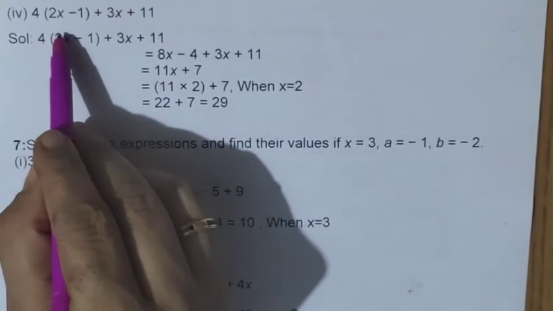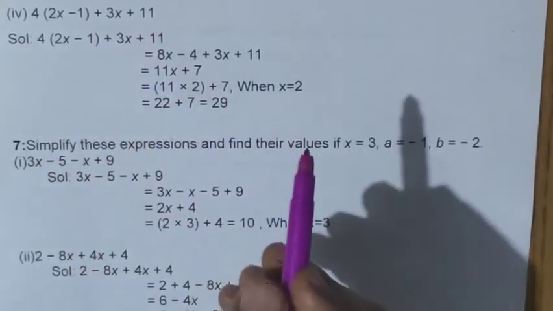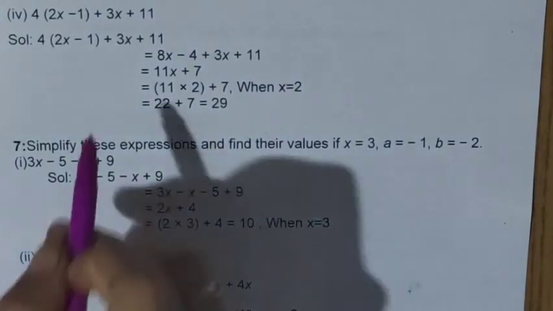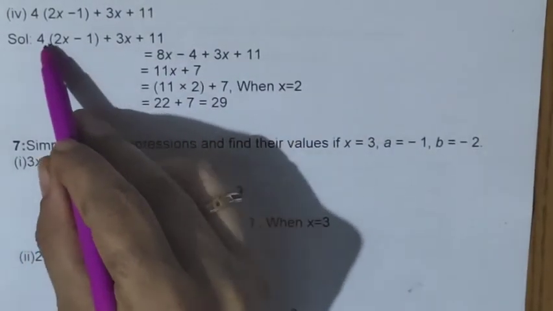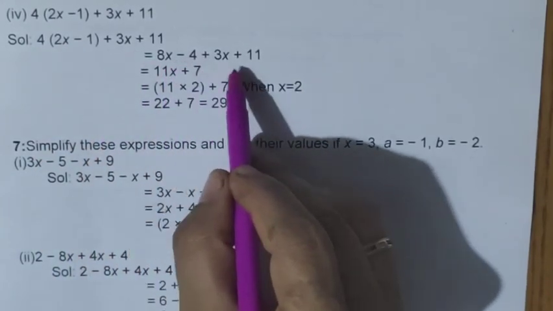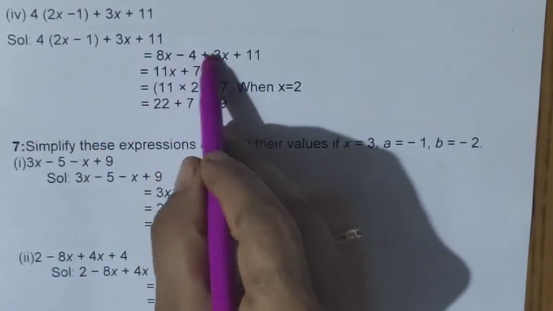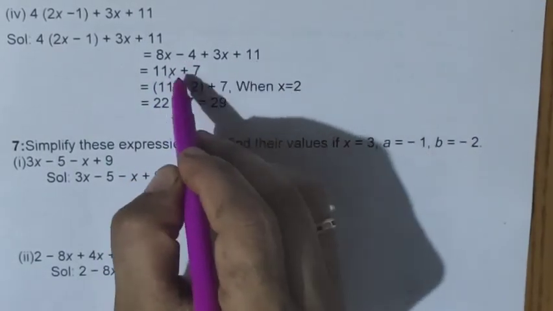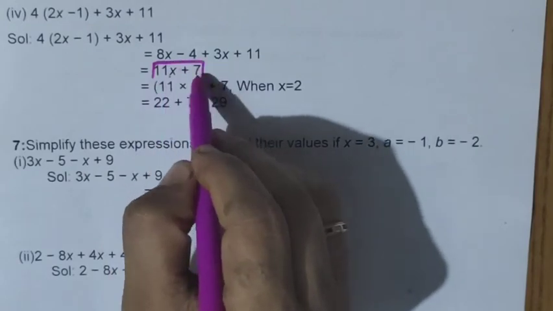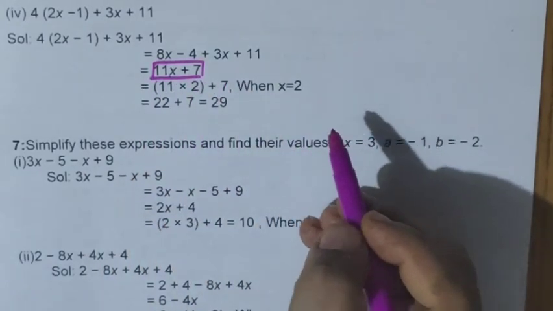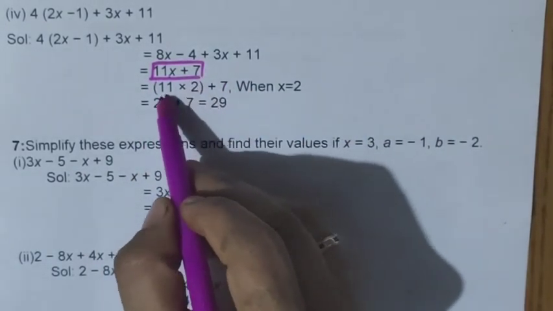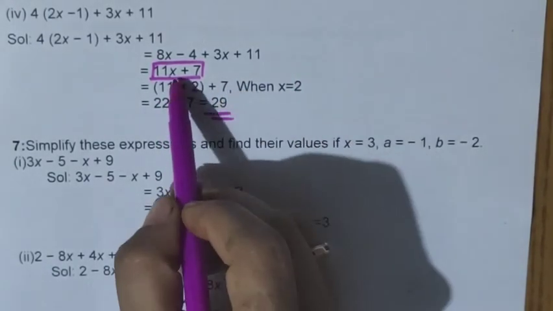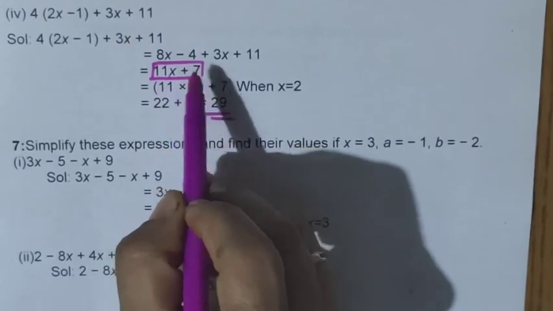Fourth question, 4 into 2x minus 1 plus 3x plus 11. Multiply with the 4 first because we have to do simplification. 4 into 2x is 8x, 4 into 1 is minus 4, then plus 3x plus 11. Grouping 8x and 3x gives 11x, and minus 4 plus 11 is plus 7. We completed the simplification step, put it in a box, then substitute x as 2: 11 into 2 plus 7 is 29. This step is very clear for you. Only the simplification step is a little confusing.